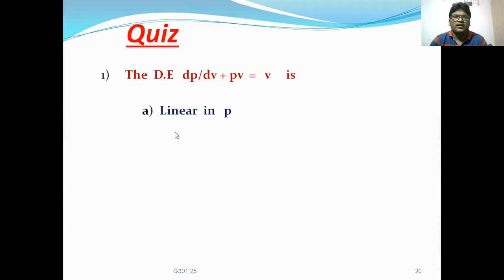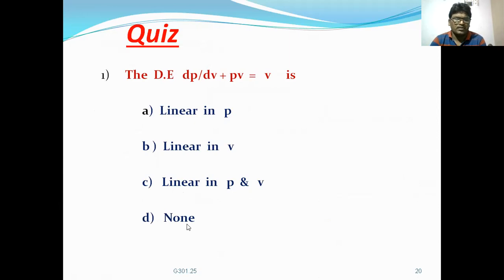So next, today's quiz. The differential equation dp by dv plus pv is equal to v. Is this linear in P? Option A. Linear in V? Option B. Linear in P and V? Option C. None, option D. Among these four options, which is the correct solution? You have to choose the option.